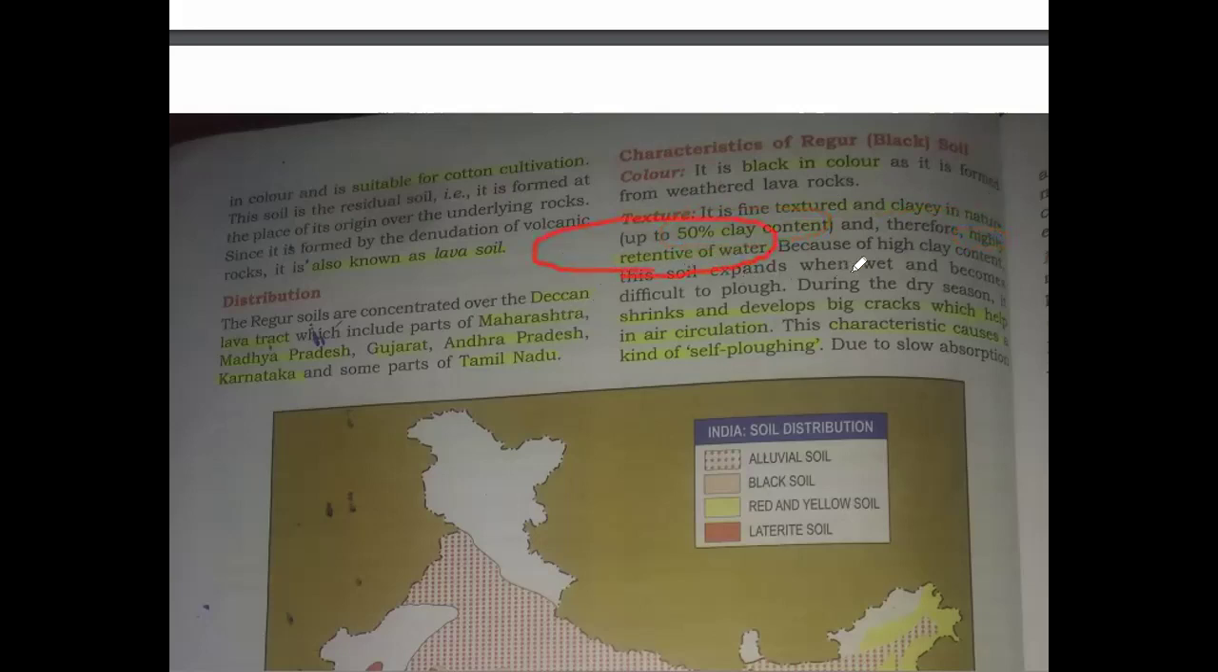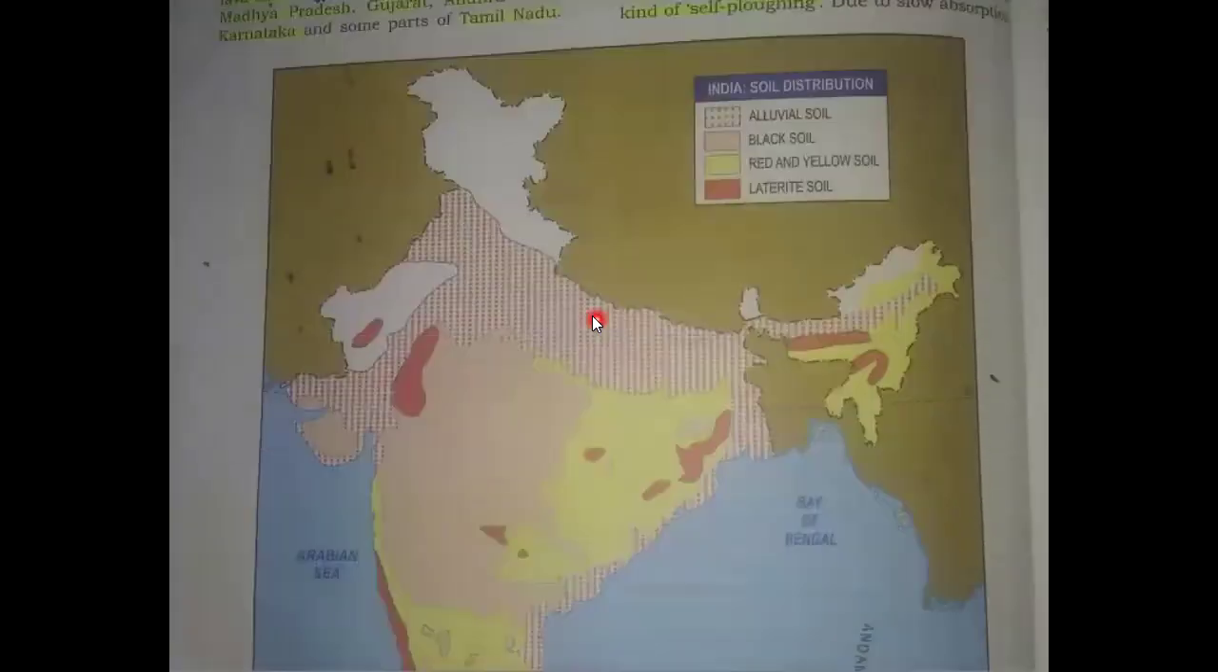retentive of water. Because of the high clay content, this soil expands when wet and becomes difficult to plow. During the dry season, it shrinks and develops big cracks, which help in air circulation. This characteristic causes a kind of self-plowing nature, due to slow absorption.